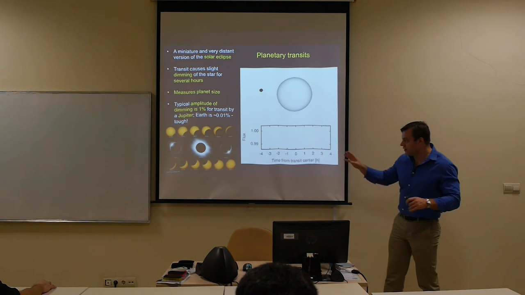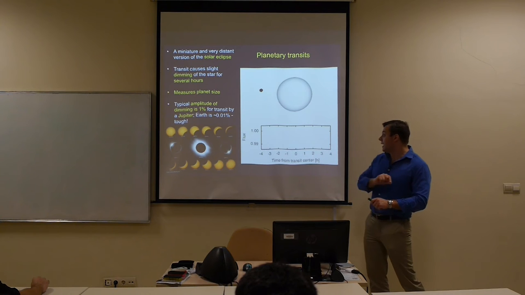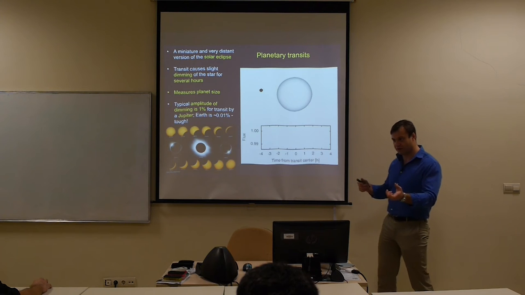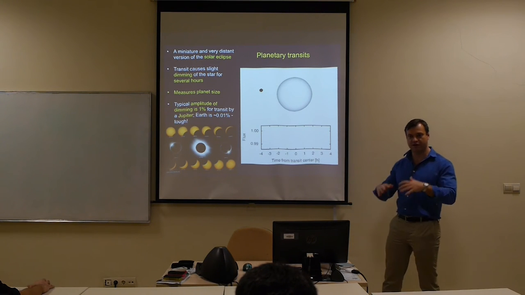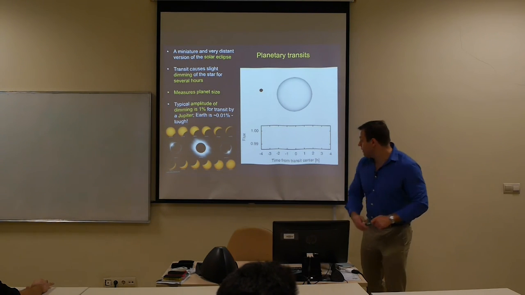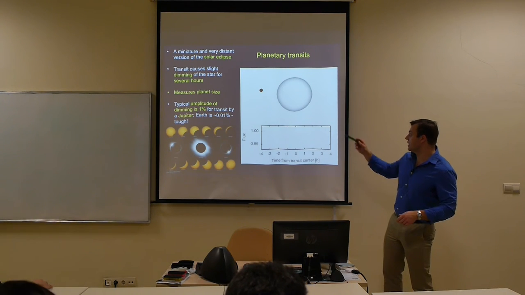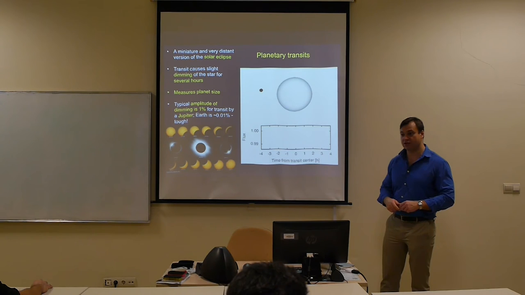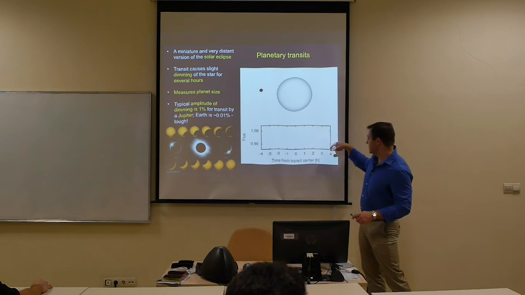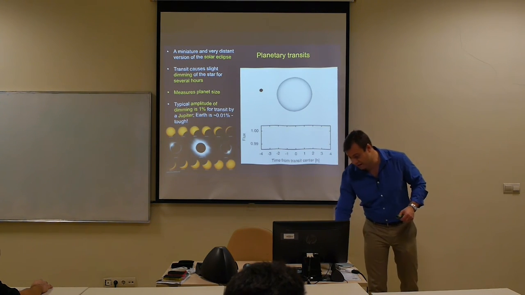If we were observing this crossing of the moon over the disk of the sun from a very large distance, we would see, of course, that the dimming of light is much smaller. It's just basically the surface area of the moon divided by the surface area of the sun, which is a very small number. And this small movie just shows the idea of the planetary transit. Here, the black dot is a Jupiter-like planet, which is 10 times smaller than the size of the star. And this scale shows you the flux coming from the star that we are detecting.